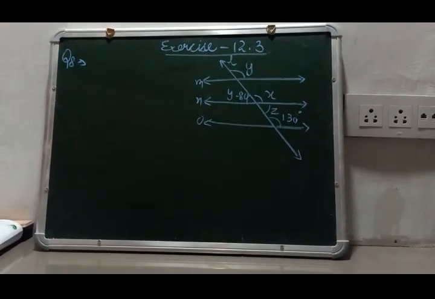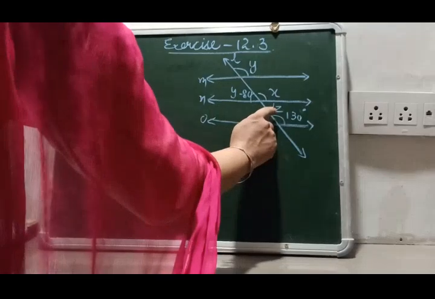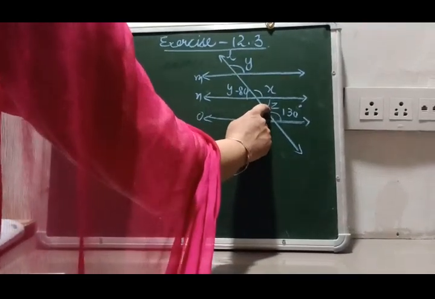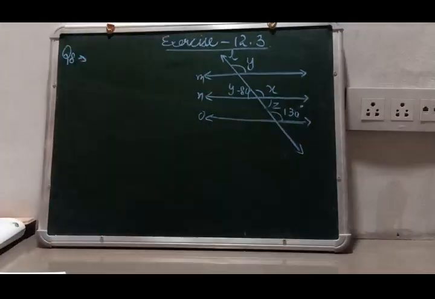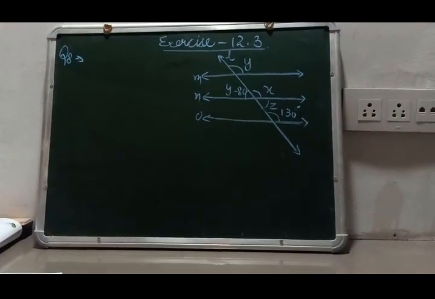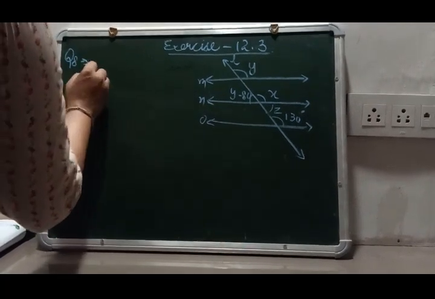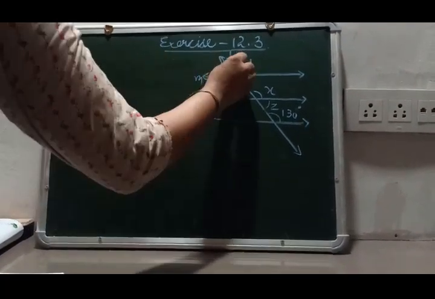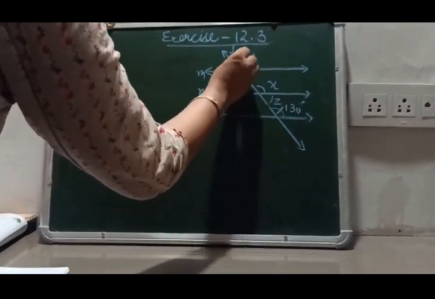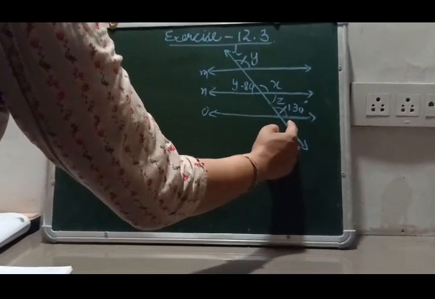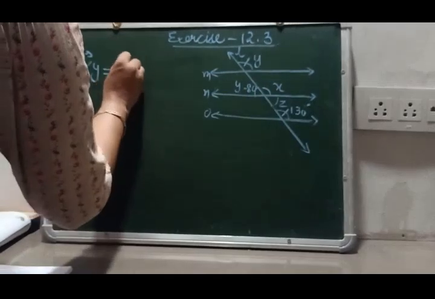Here one mistake is there in your book. Here you will write Z only, means it is written Z minus 80, but it is Z only. So how can you solve this part? Here angle Y is equal to this angle. Why so? Because if M and O are parallel to each other, then these are the corresponding angles.